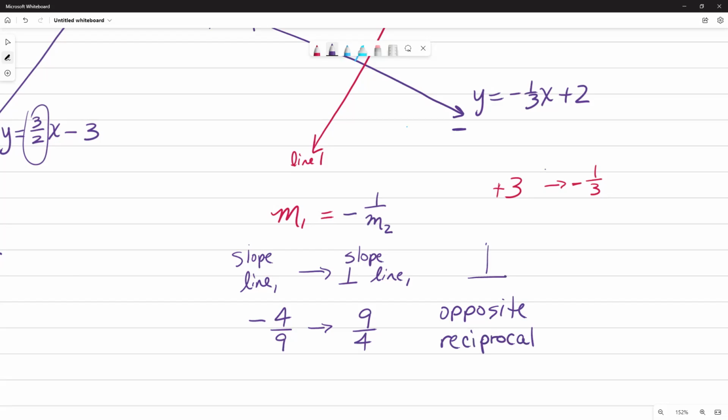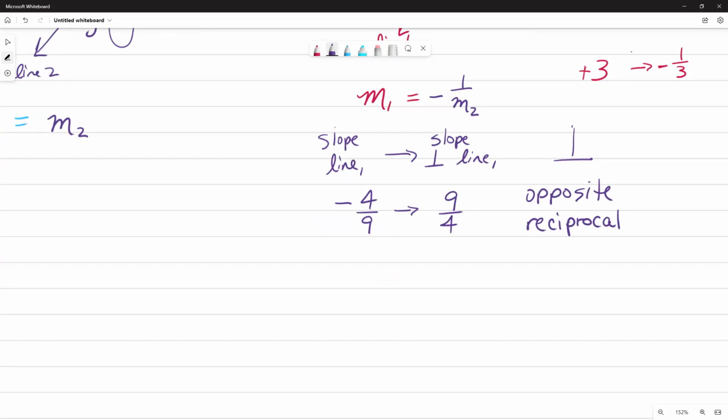When we have perpendicular lines. Okay, let's move on to example 4. In this case, they have given you a point and then they have given you an equation. This is a standard form equation.